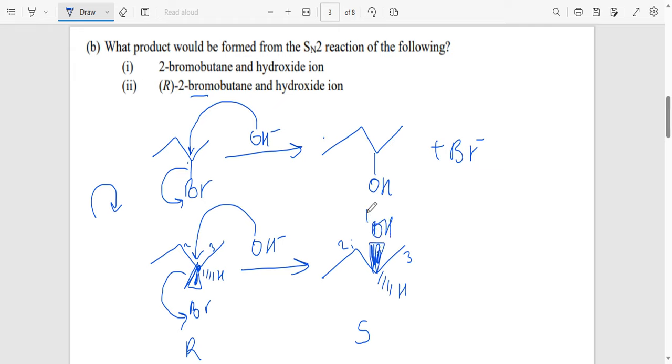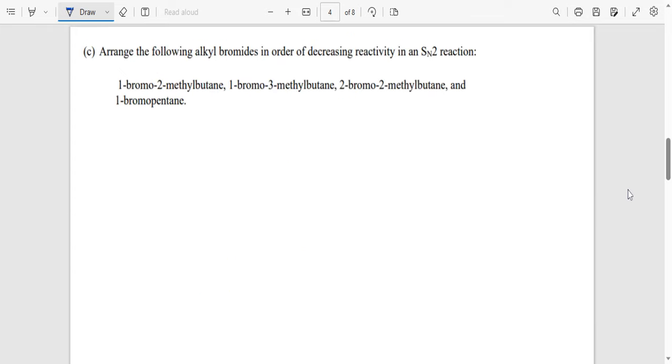So this will be position number 1. We can see now the configuration has changed. It is now S. So that is important to take note. Change of configuration.